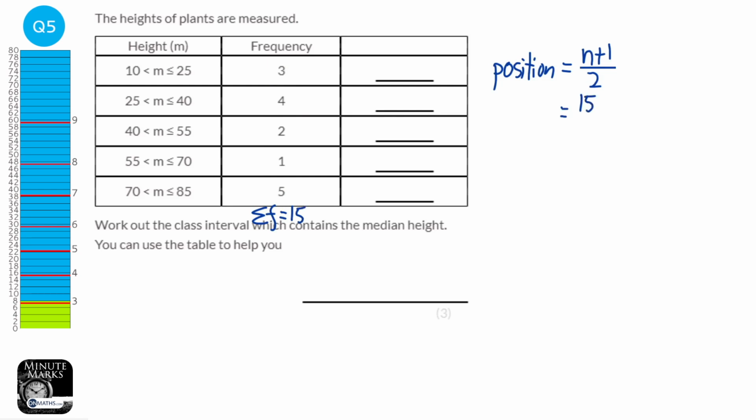And so we've got 15 plus 1 divided by 2. 15 plus 1 is 16, divided by 2 is 8. So the position of the median is in the 8th position.